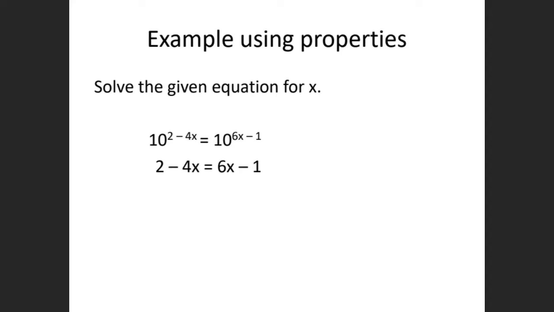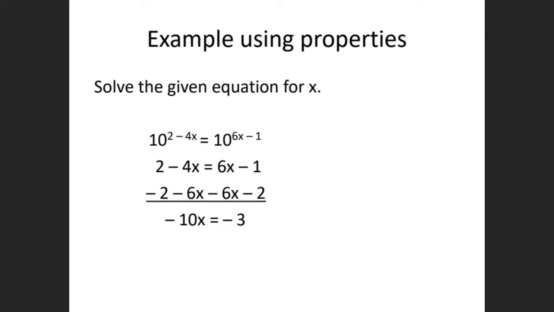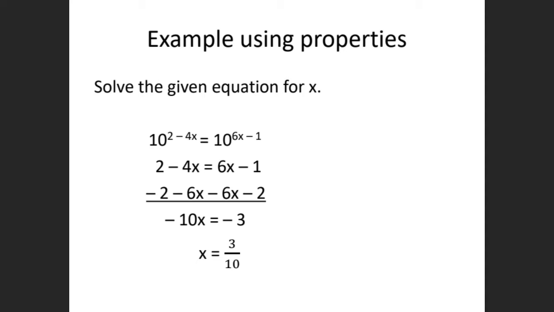So if I want to solve for x, I'm going to set these equal to each other: 2 minus 4x is equal to 6x minus 1. Again, these are just the exponents. And now I just have to do algebra to solve. I like to move the x's to the left and the constants to the right. When I do that, I get negative 10x is equal to negative 3. Divide both sides by negative 10, and x is equal to 3 over 10. So again, we will be using our one-to-one property a lot, especially to solve equations. And you can see, it makes our life really easy.